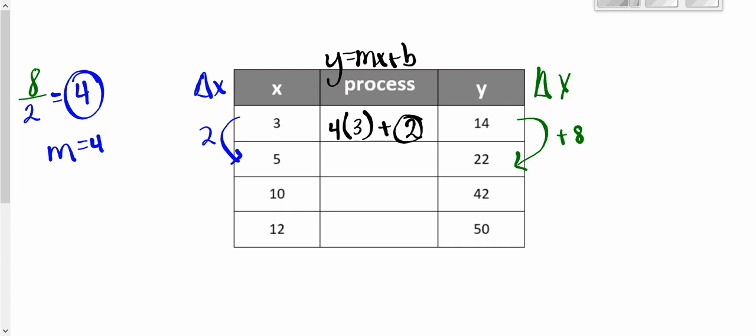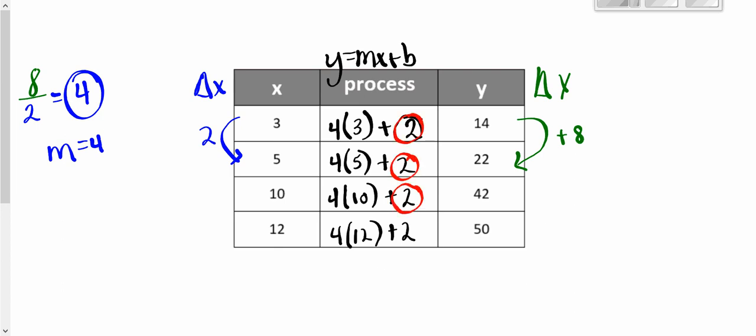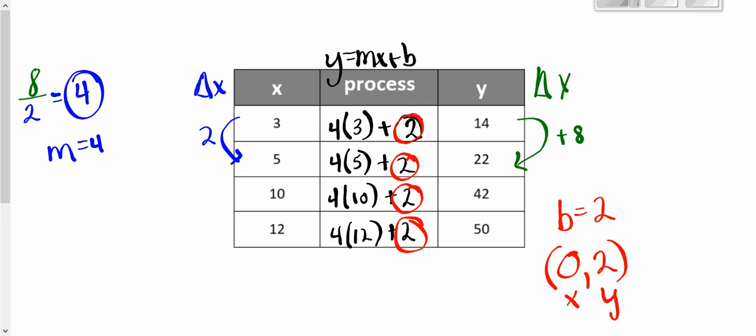I can double check my process by coming down to my next point. 4 times 5 plus 2 would give me 22. 4 times 10 plus 2 would give me 42. And 4 times 12 plus 2 would give me 50. So that means my b value is right here, the number I'm adding on each time. So b, or my point (0, 2). X is 0, y is 2.